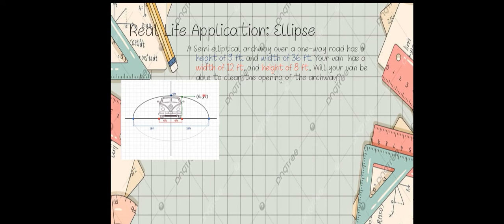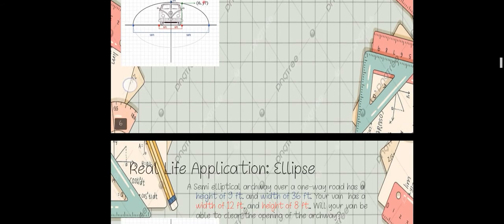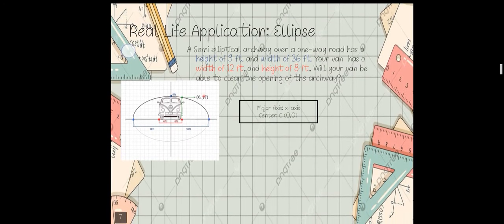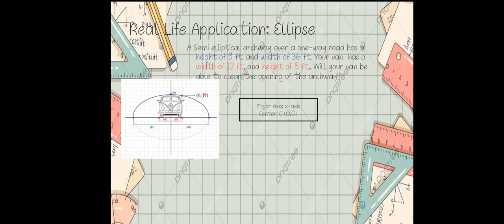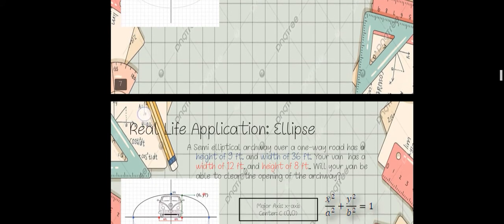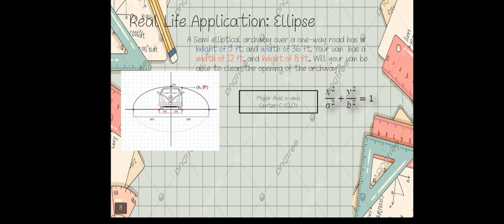As you can see here, we already have our x, which is 6, and now we just need to find our y. The goal of this is to see if the height of the archway will be more than 8 feet, or more than the height of the van, because if the height would be less than or equal to the van, then the van won't be able to pass through the archway.